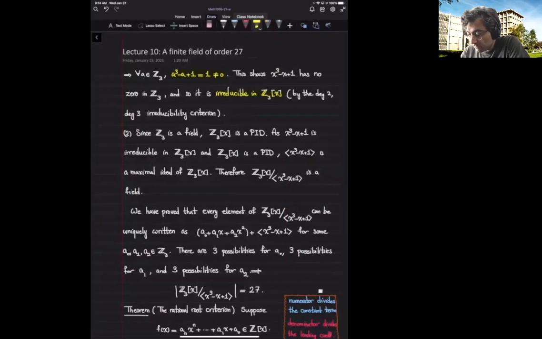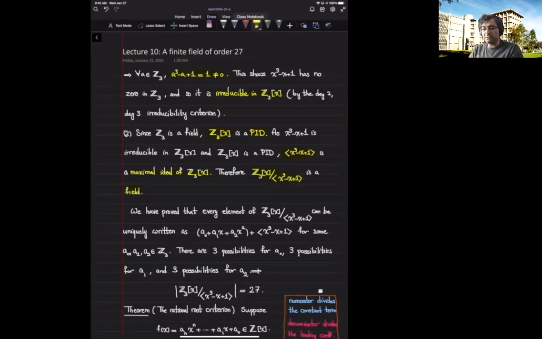Now, Z_3 is a field, and therefore the ring of polynomials with coefficients in this field is a PID, a principal ideal domain. In a PID which is not a field, which is the case here, an element is irreducible if and only if the ideal generated by that element is a maximal ideal. Knowing that x to the 3 minus x plus 1 is irreducible, we deduce that the ideal generated by x to the power 3 minus x plus 1 is a maximal ideal of this ring. And we showed whenever we look at the quotient ring of any ring by a maximal ideal, we always get a field. So therefore, the factor ring is a field.